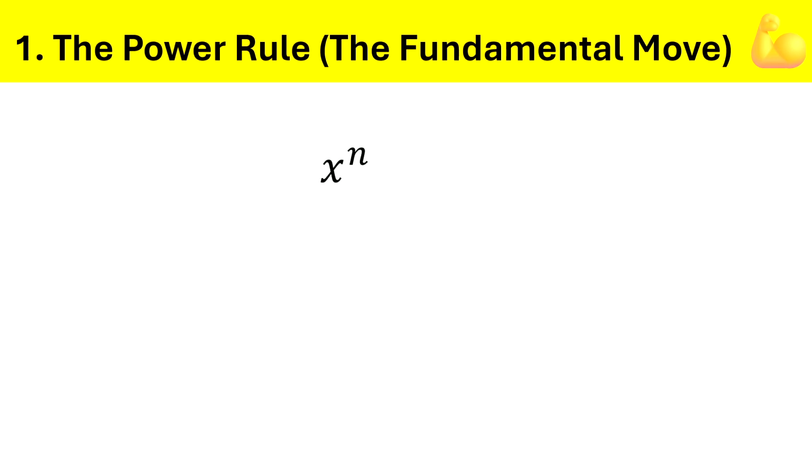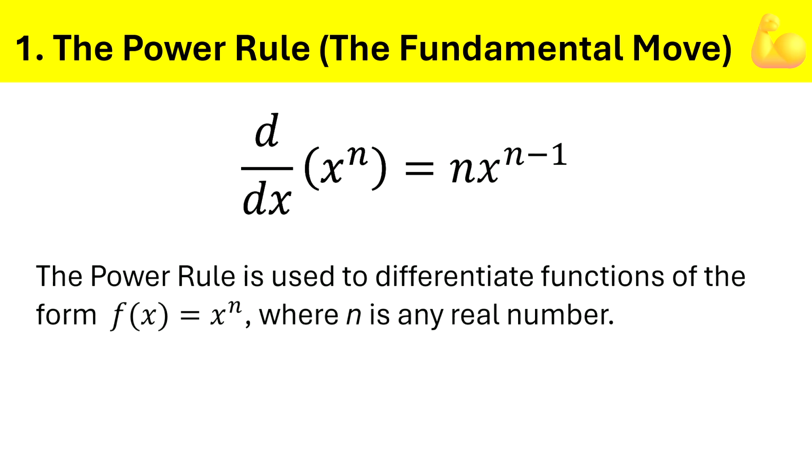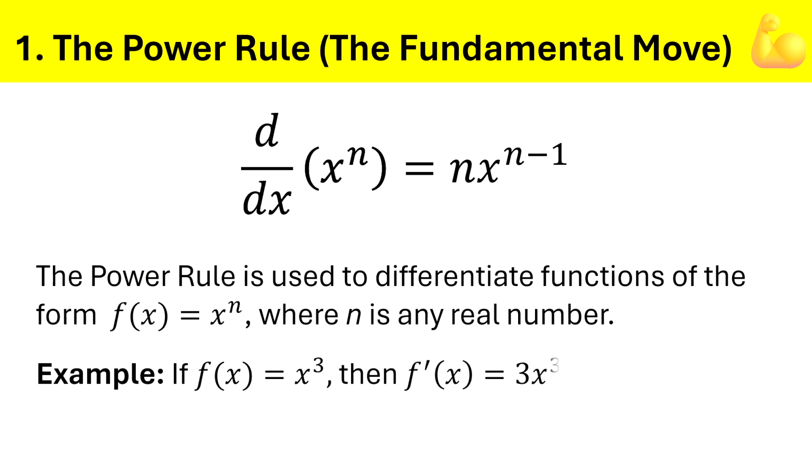When x to the power of n is differentiated with respect to x, the derivative is n times x to the power of n minus 1. The power rule is used to differentiate functions of the form f of x equals x to the power of n, where n is any real number. For example, if f of x equals x cubed, then the derivative equals 3x to the power of 3 minus 1, and that equals 3x squared.